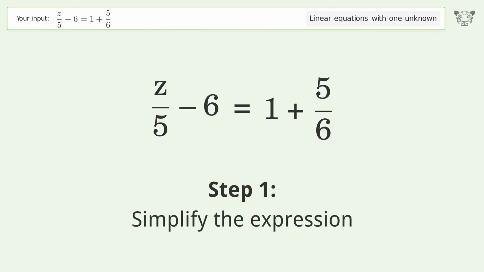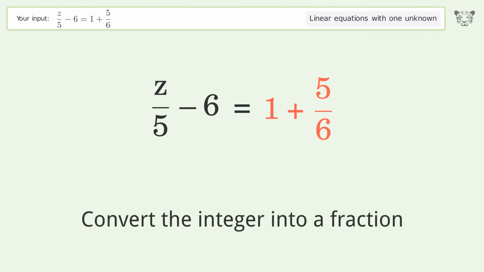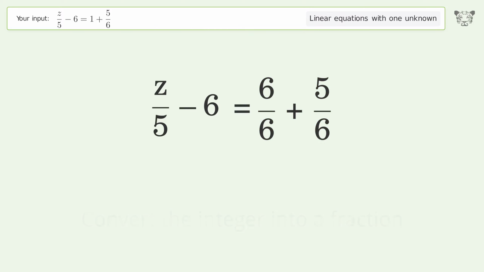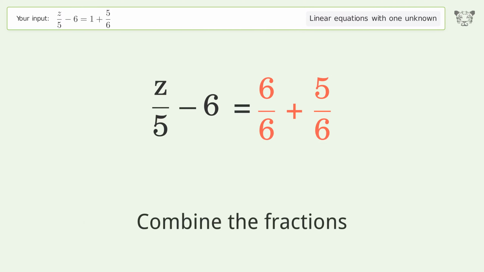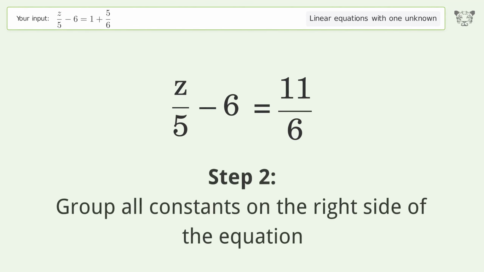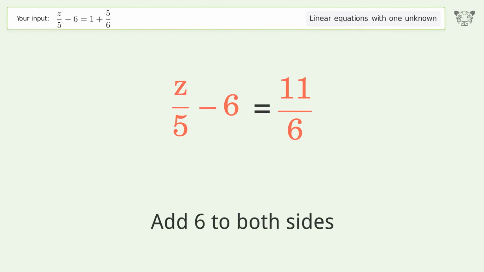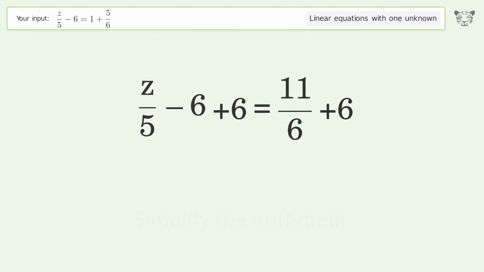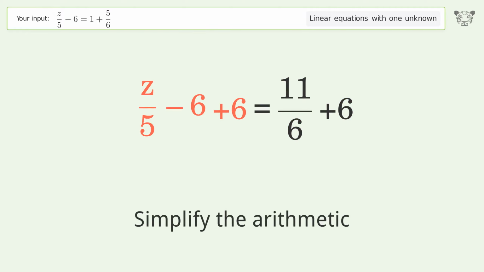Simplify the expression. Convert the integer into a fraction. Combine the fractions. Combine the numerators. Group all constants on the right side of the equation. Add 6 to both sides. Simplify the arithmetic.